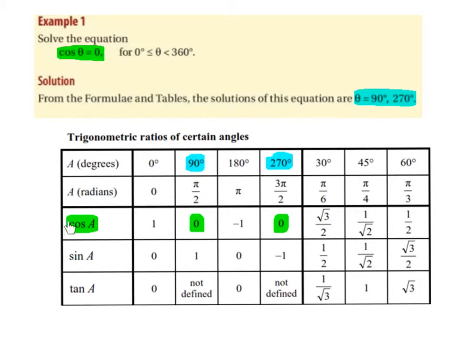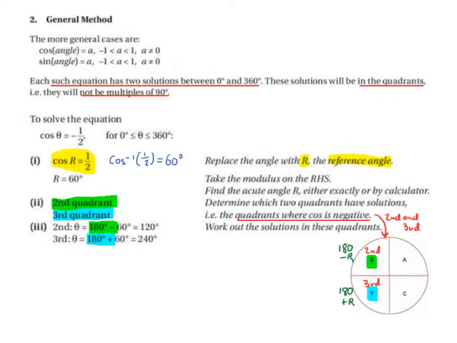So what we do is we go to cos of A in the formula tables and we work across. And we're interested when cos of theta is equal to 0. So when cos of A is equal to 0, we get to 90 degrees. And again, when cos of A is equal to 0, we get to 270 degrees. So that's where the 90 and 270 comes from. We don't need to go any further because the question specifically said greater or equal to 0 degrees but less than 360 degrees. Number 2, the general method.